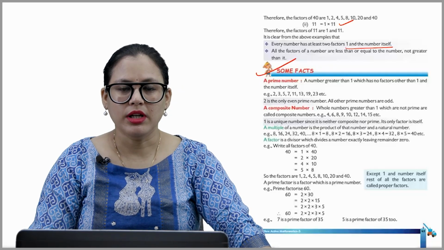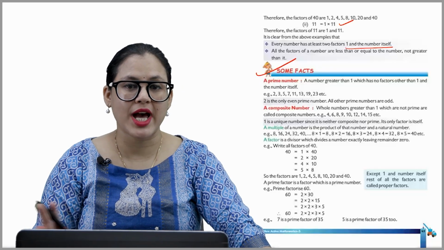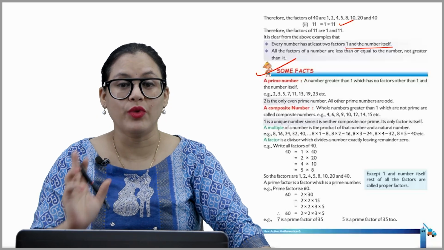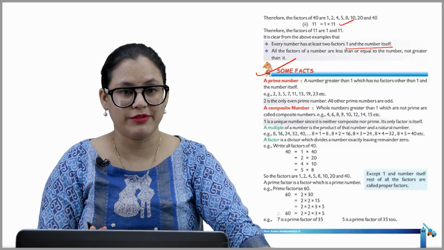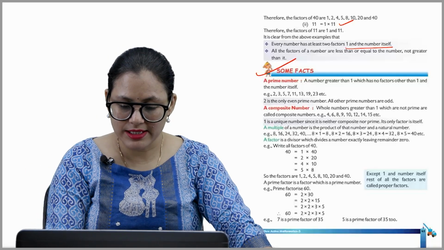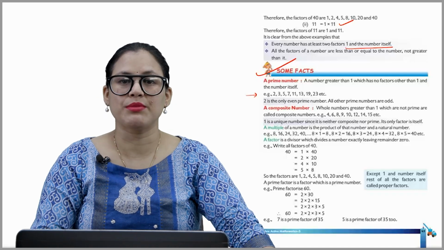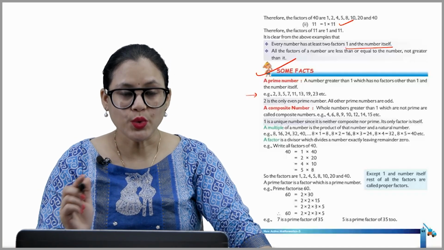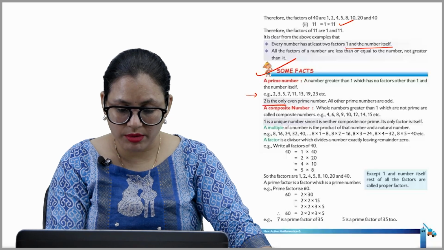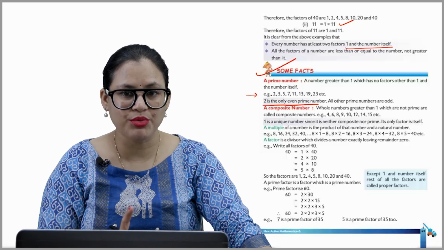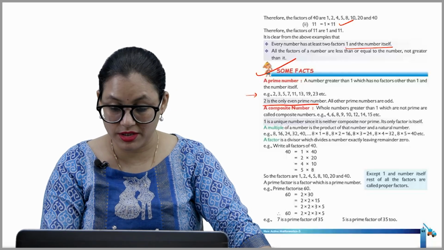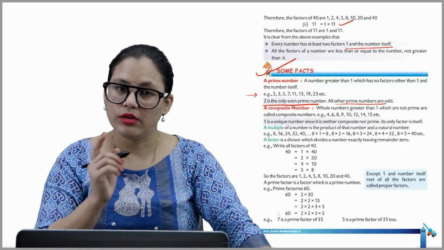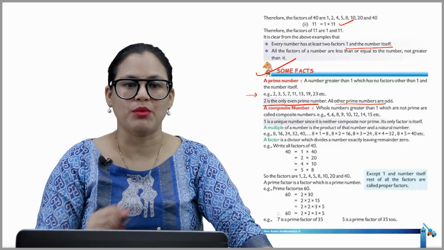A prime number is a number greater than 1 which has no factors other than 1 and the number itself. Example, all these numbers are prime numbers because all these numbers have only 2 factors, 1 and the number itself. 2 is the only even prime number. All other prime numbers are odd, remember that.